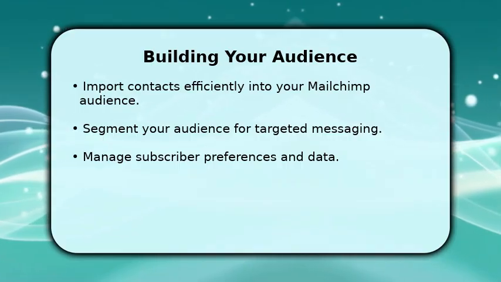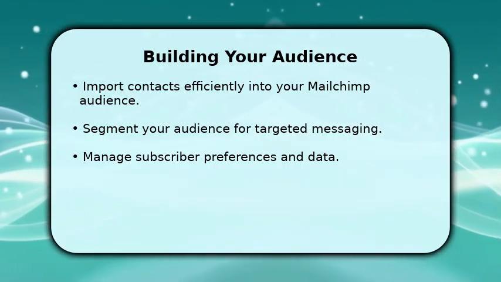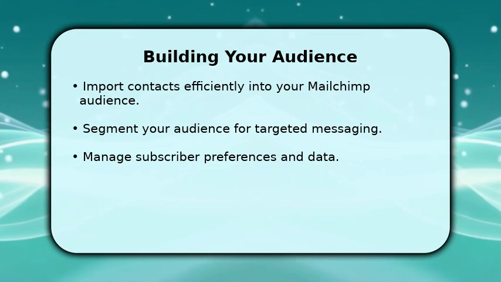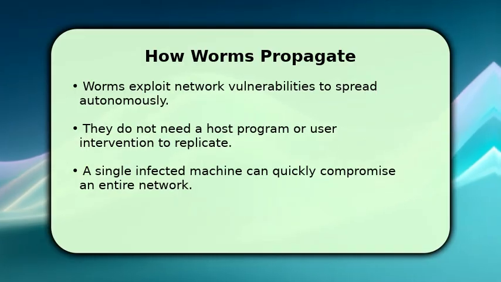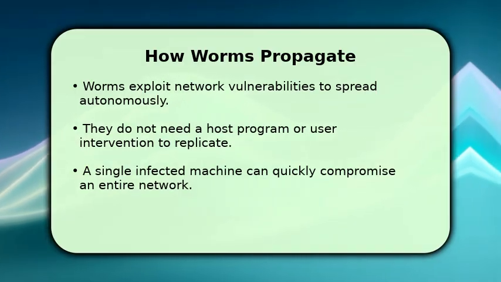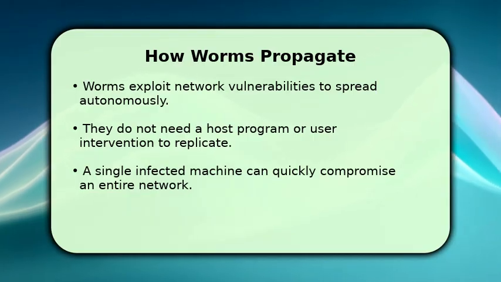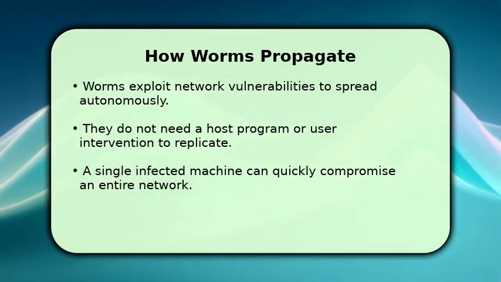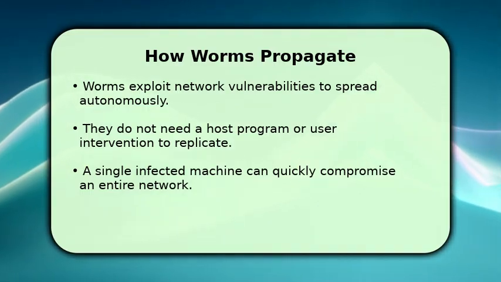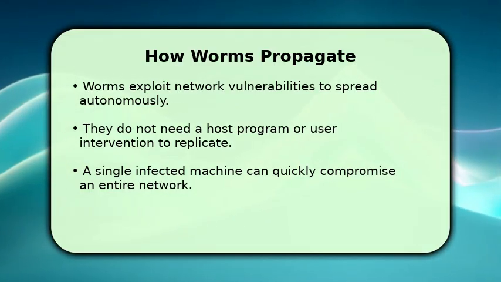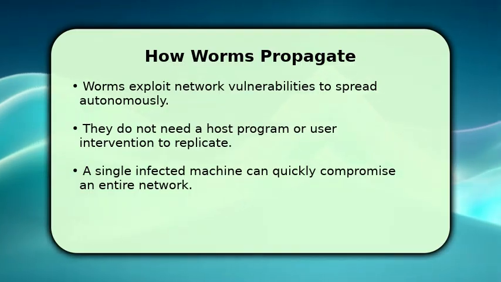Worms, on the other hand, are designed to spread independently across networks. They exploit security vulnerabilities in operating systems or applications to replicate themselves from one computer to another. Unlike viruses, worms do not require a host program or any user interaction to spread. A single worm can infect hundreds or even thousands of machines in a very short period, often within minutes.